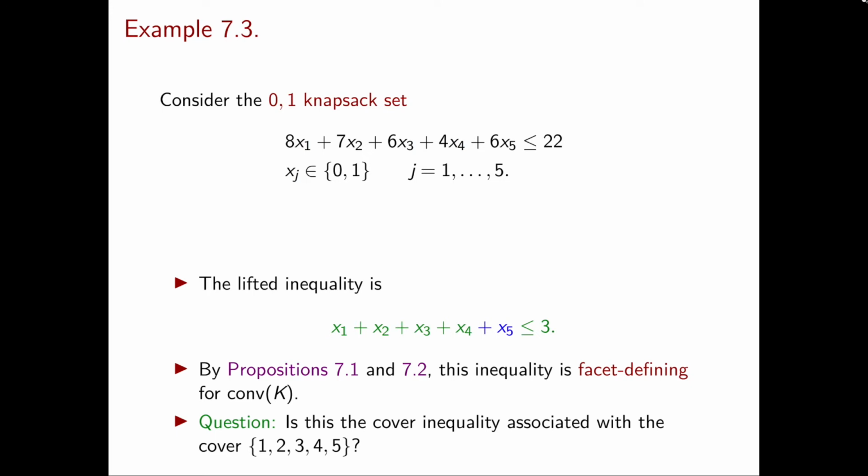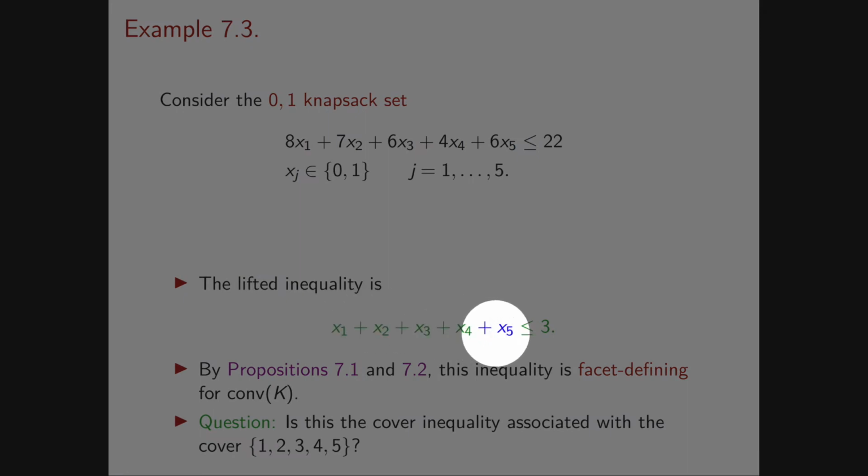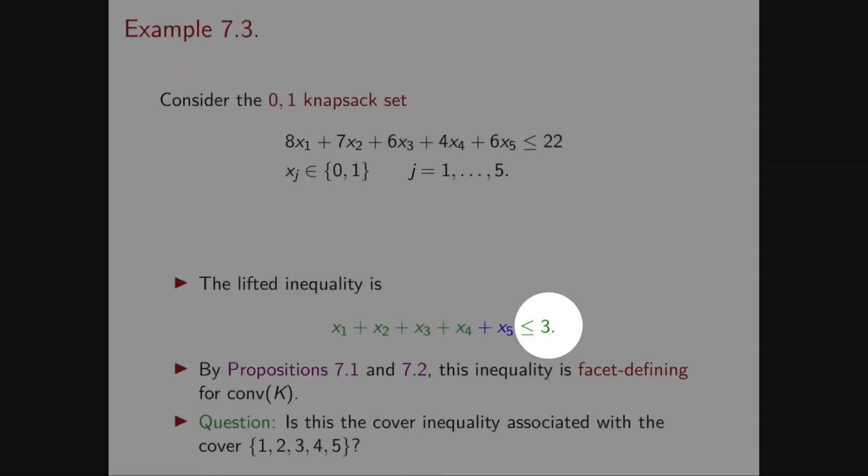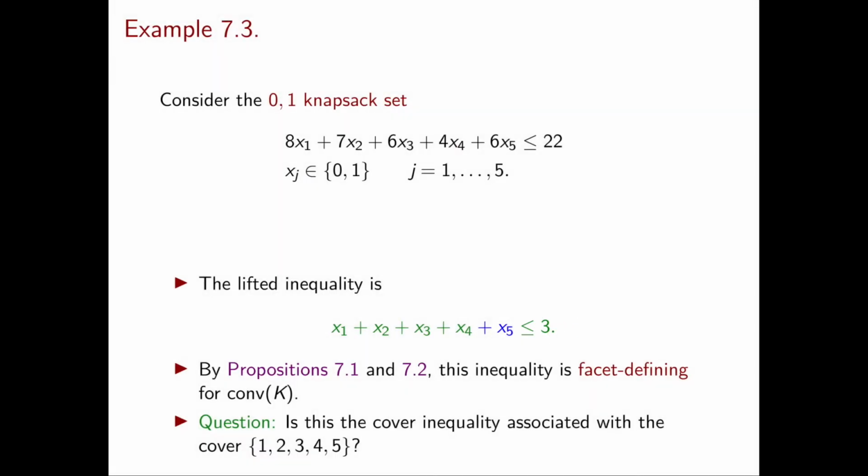Note that this inequality looks similar to a cover inequality. For example, one could wonder, is this the cover inequality associated with the cover from 1 to 5? Well, of course it's not, because the right hand of such a cover inequality should be 4. So this inequality is much stronger, because it's less than or equal to 3 instead of less than or equal to 4. Great, so in this example, we've understood how to lift a minimal cover inequality for a 0-1 knapsack set.